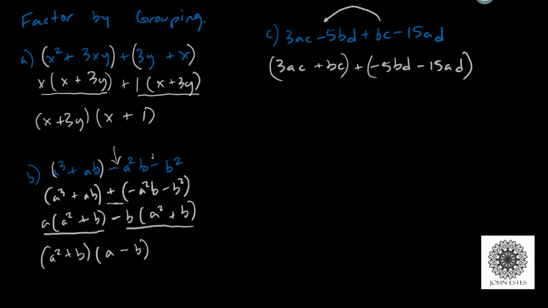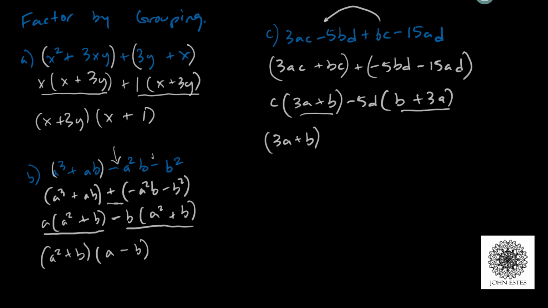So my first two terms, notice I do have a common factor of c. So I take out the c, and when I do that, I'm left with 3a plus b. In my second group, I can take out a d, but I could also take out a negative 5. So I take a negative 5d out, and when I do that, in my first term, I'm just left with a b, and in my second term, I'm left with a positive 3a. And now notice 3a plus b and b plus 3a are the same thing. And so that's my common factor out of these two terms. I can take out a 3a plus b. If I take it out of my first term here, I'm just left with a c. And if I take it out of my second term here, I'm left with a minus 5d. And there it is. It is now factored.